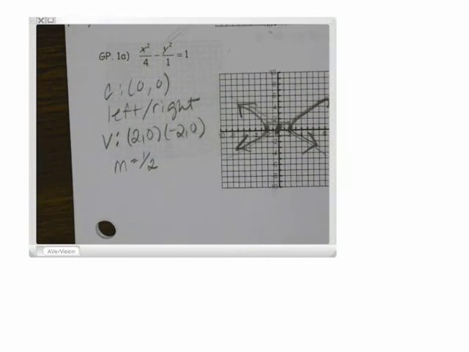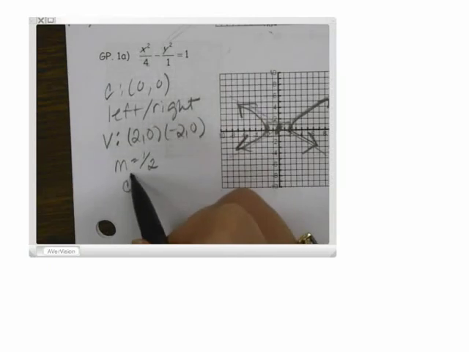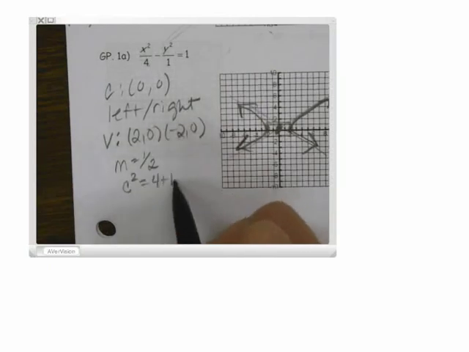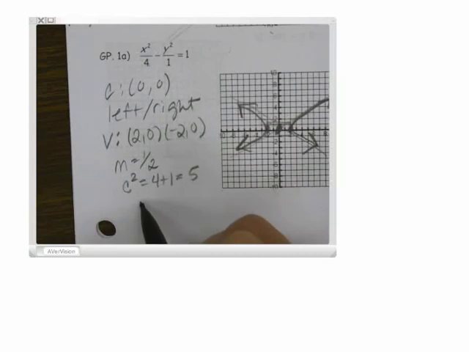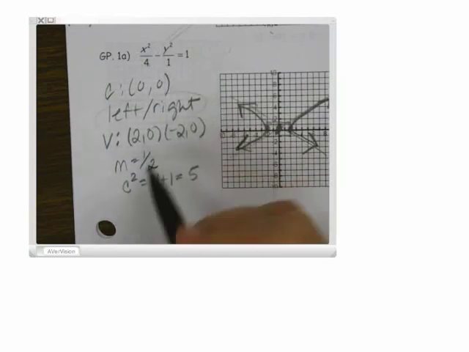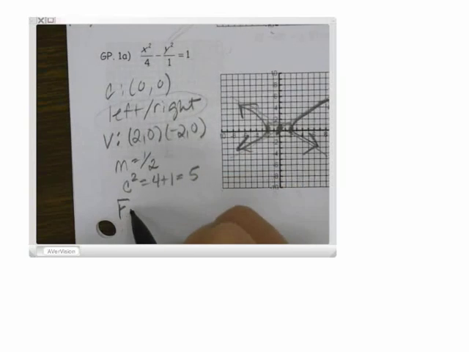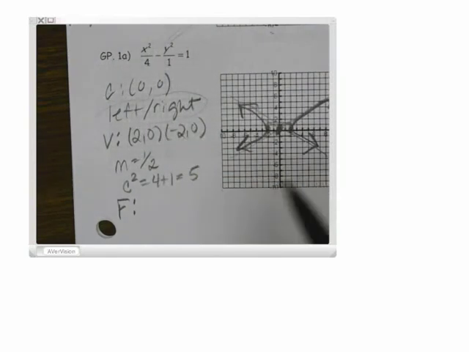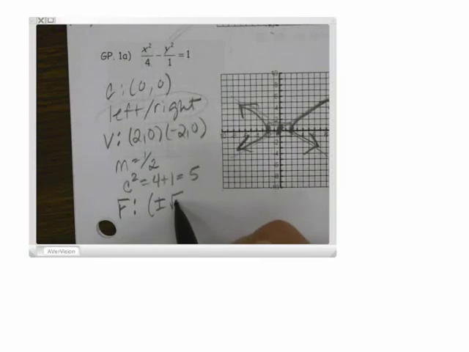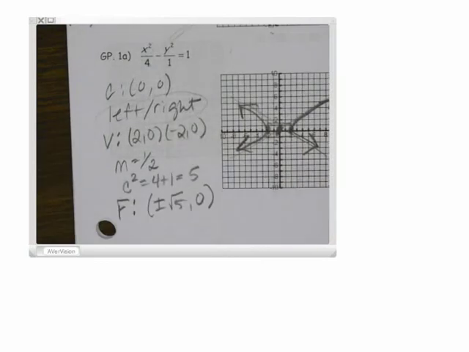For your foci, you need to find c squared, or c, which is c squared is 4 plus 1. So c is the square root of 5, left and right. So what are the ordered pairs? That square root of 5 affects your x-coordinate of your vertex.